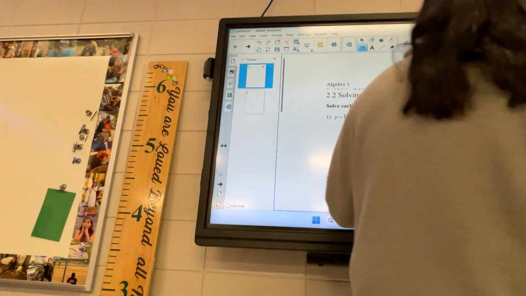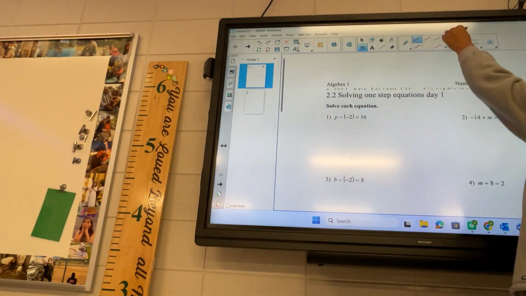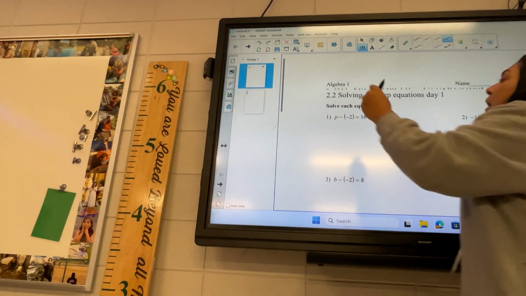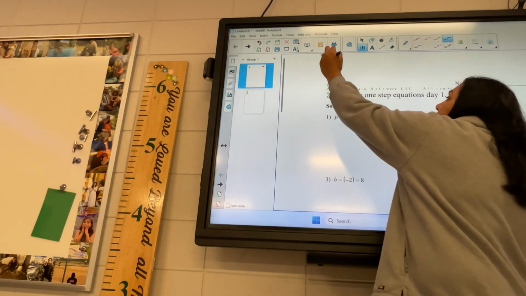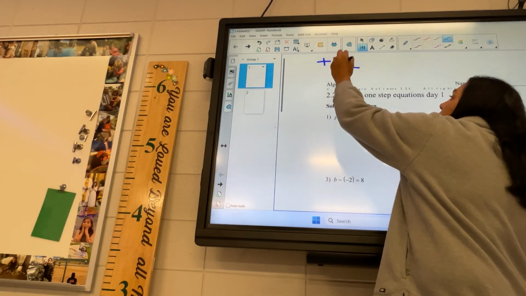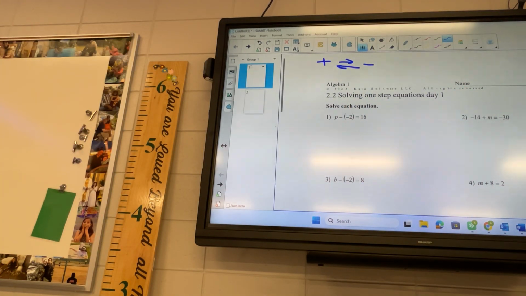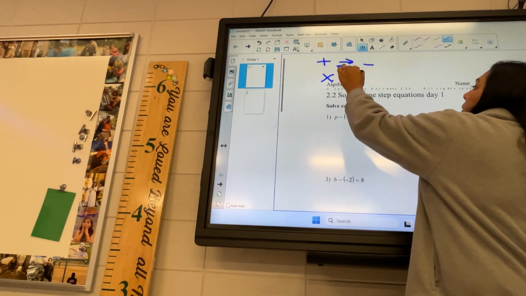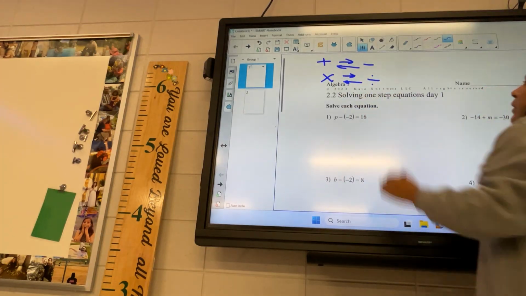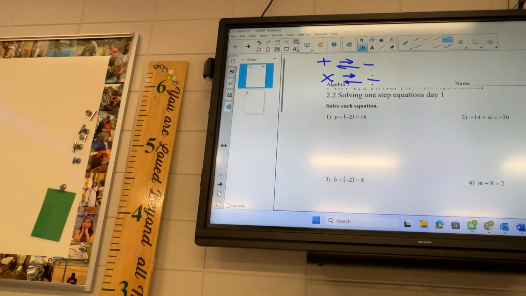So if we look at this, solving one-step equations, here is the gist of solving equations. Plus is always gonna go with minus, okay? So if you see a plus, you're doing the opposite and doing minus. If you see a minus, you're going plus. Then what do you think multiplication goes with? Multiplication and division go together, okay? So when we're solving equations, that goes like that, essentially.